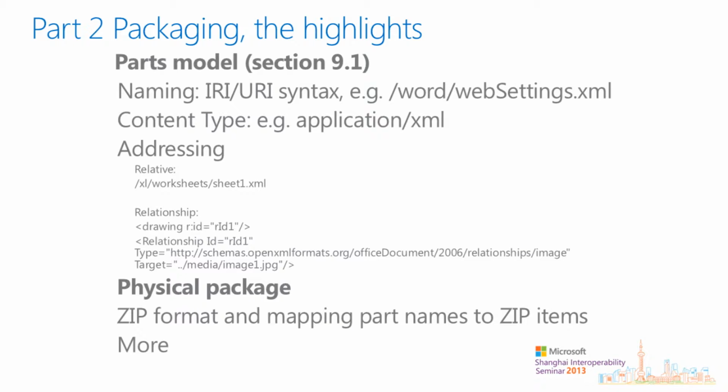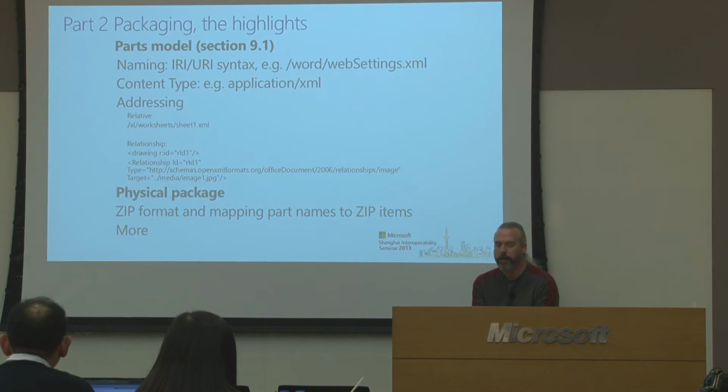And then the second part of interest here is the physical package description, which, among other things, describes how the part names get mapped to zip item names. So within the actual zip package, the different item names and how the parts are linked to those.